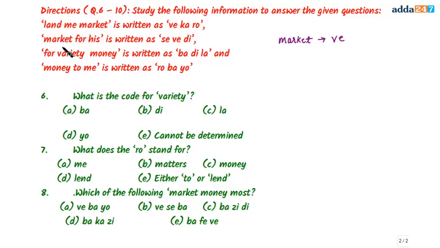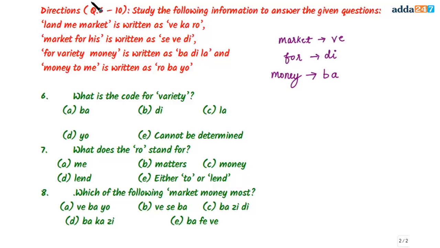Then we can see market for his and for variety money. Between the two the common word is for, and here we have the codes. In the codes the common word is DI. That means for stands for DI. Let's look for this sentence. For variety money, and here we have money to me. Between the two the common word is money. That means in the codes if we look the common word is BA. That means money stands for BA.